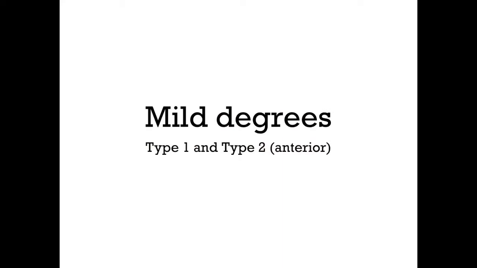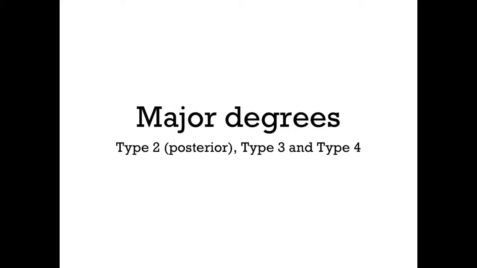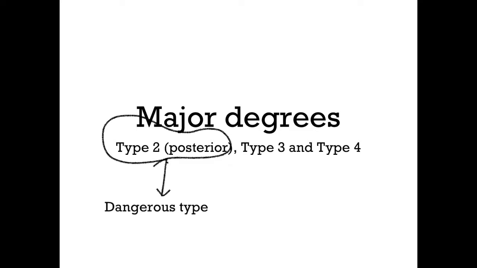Type 1 and the anterior subtype of type 2 placenta previa are called milder degrees of placenta previa, whereas the major degrees of placenta previa are the posterior subtype of type 2, type 3 and type 4 placenta previas. Okay, so type 2 alone, you must remember that it is divided into anterior and posterior. Type 2 anterior is mild degree, whereas type 2 posterior is major degree.